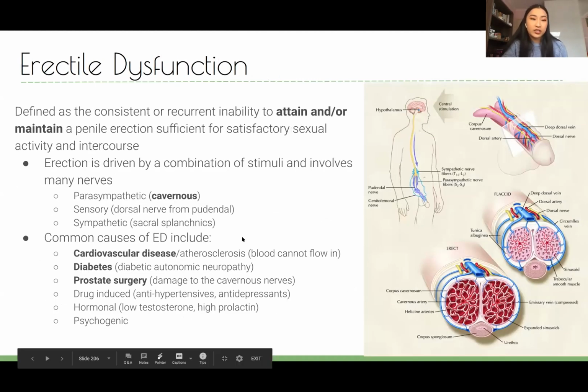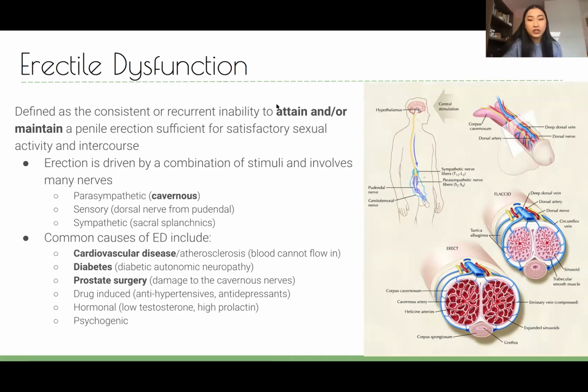Erectile dysfunction. So this is consistent or recurrent inability to attain and/or maintain an erection sufficient for satisfactory sexual activity and intercourse. It's a very long-winded definition. But the main causes that you have to know are three: cardiovascular disease, diabetes, and prostate surgery.